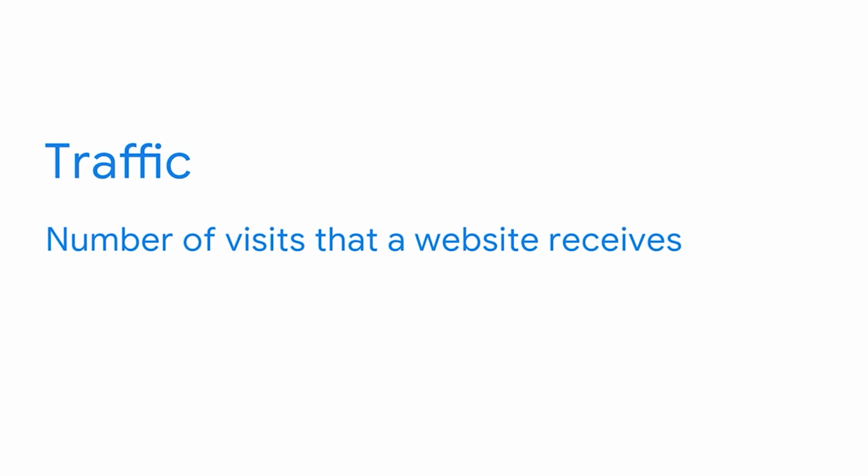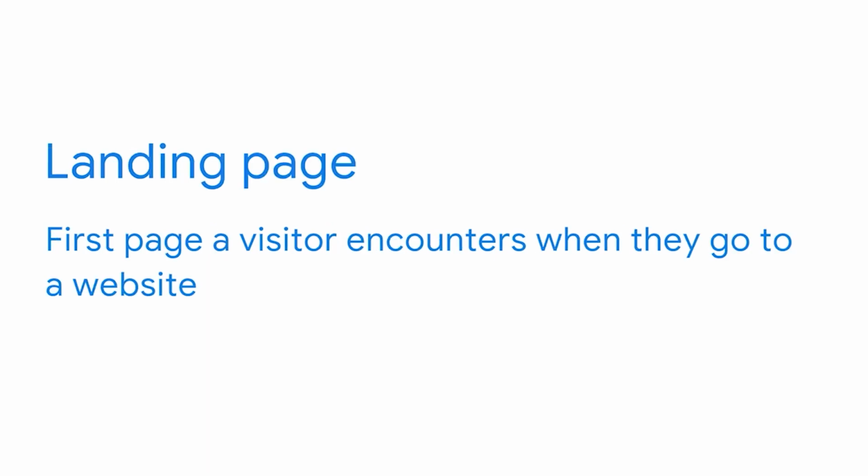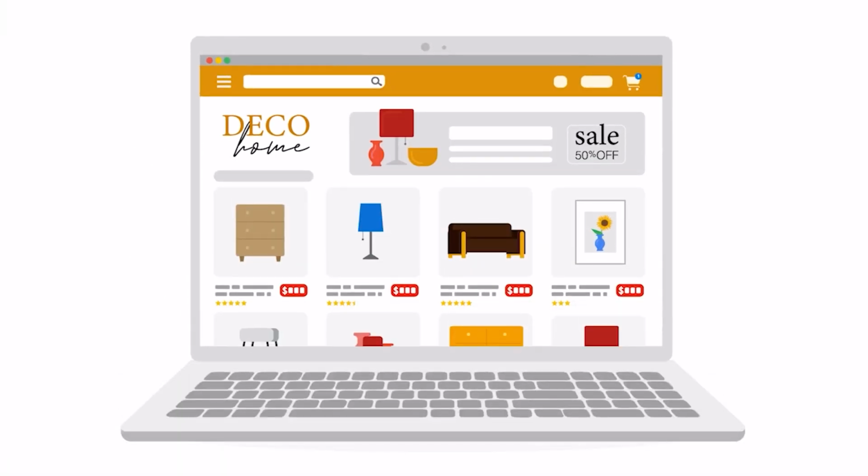The first page a visitor encounters when they go to a website is called a landing page. The landing page could be a home page, a product page, or any other page on your website. When a customer visits a website, you want them to take a certain action, such as buying a product or signing up for an email list.